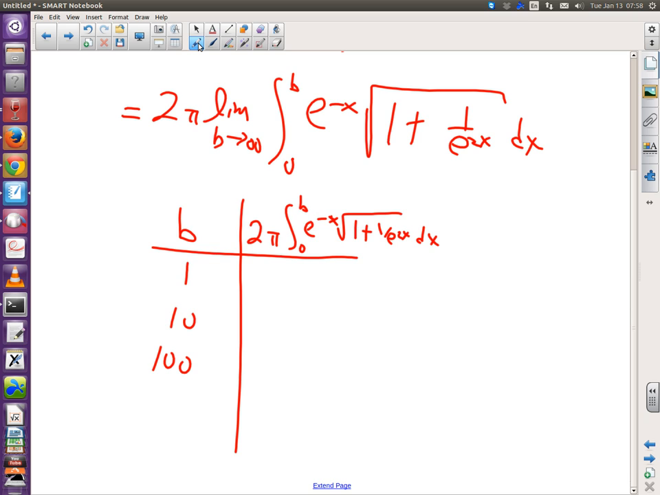Now, what's your intuition? The arc length did not converge. Do you think the surface area will converge? Yeah, that's what's weird about these problems. I think it does. All right, let's find out.